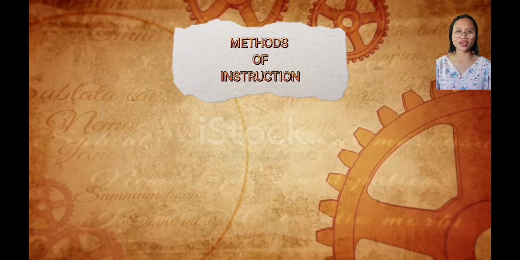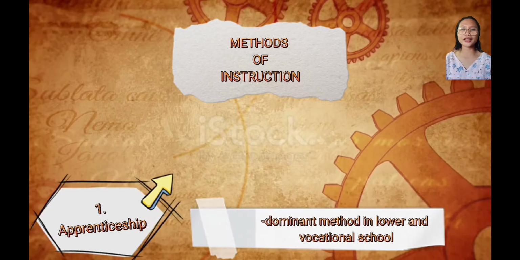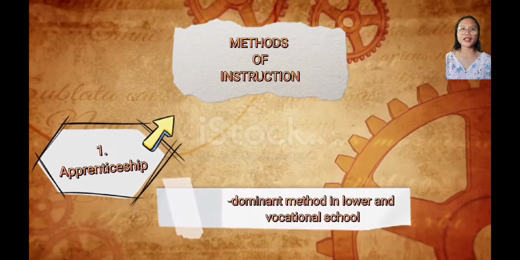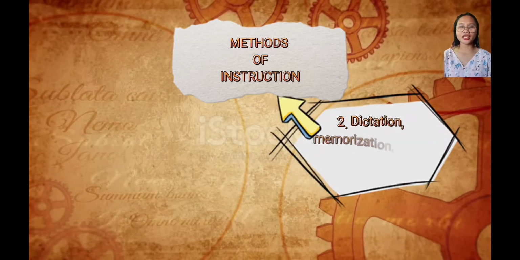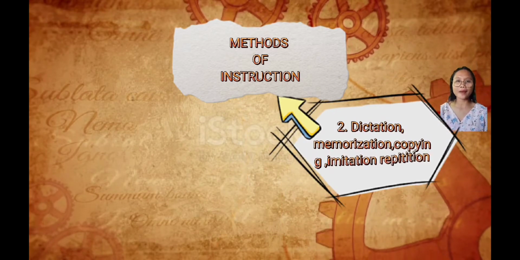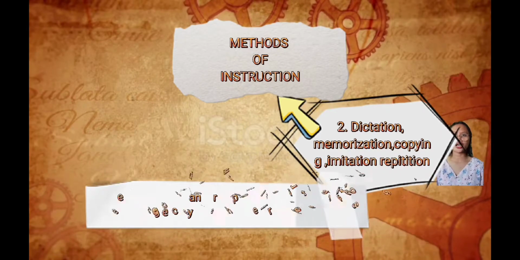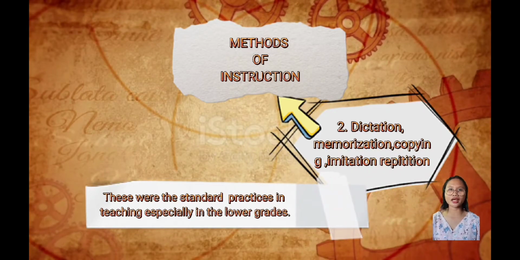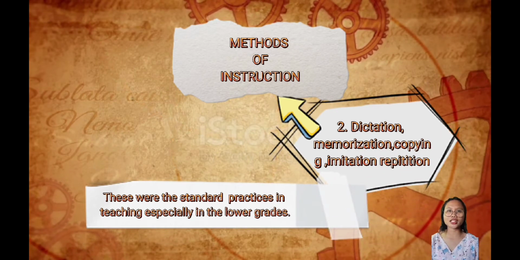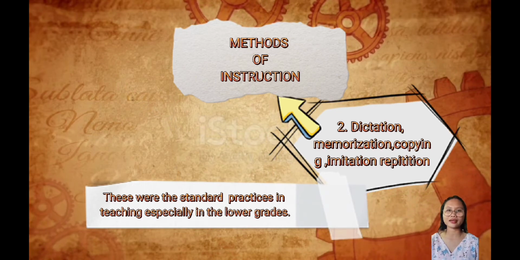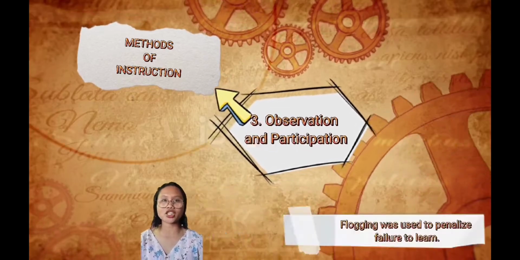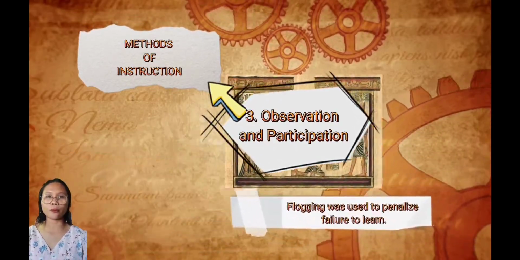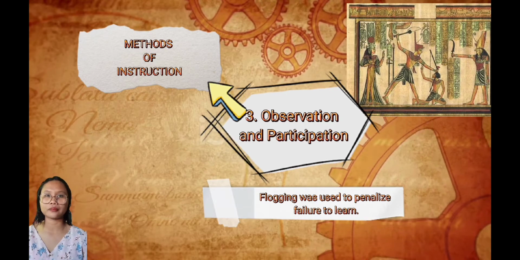Methods of instruction. First, apprenticeship, the dominant method in lower and vocational schools. Second, dictation, memorization, copying, imitation, and repetition. Those were standard practices in teaching, especially in lower grades. Number 3, observation and participation. Flogging was used to penalize failure to learn.